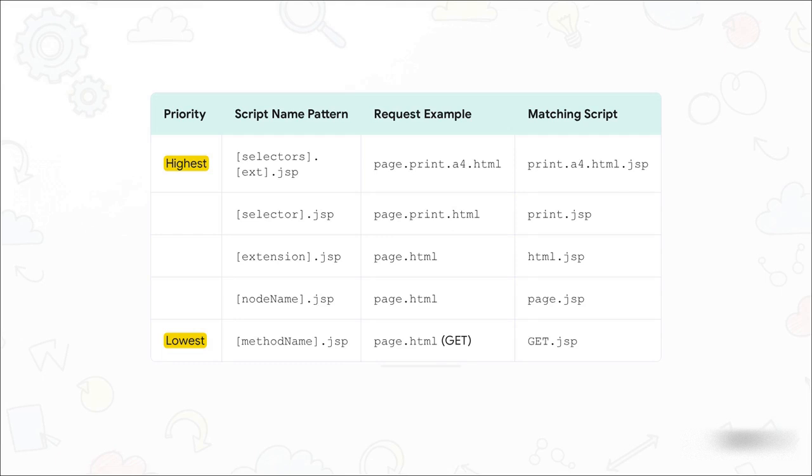So if your URL has .print.a4.html, Sling's first choice is a script named exactly print.a4.jsp. Total match. If it can't find that, it'll try something less specific, like maybe just print.jsp. And if it keeps striking out, it'll fall all the way back to the most generic options, like one based on the node name or even just get.jsp. The highest match on this list always wins.